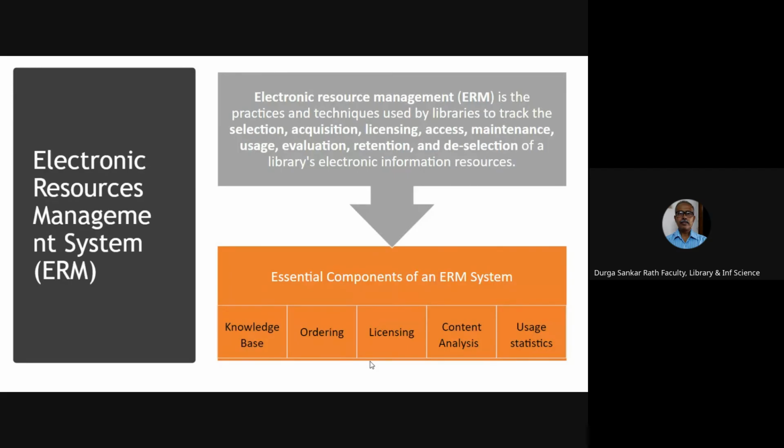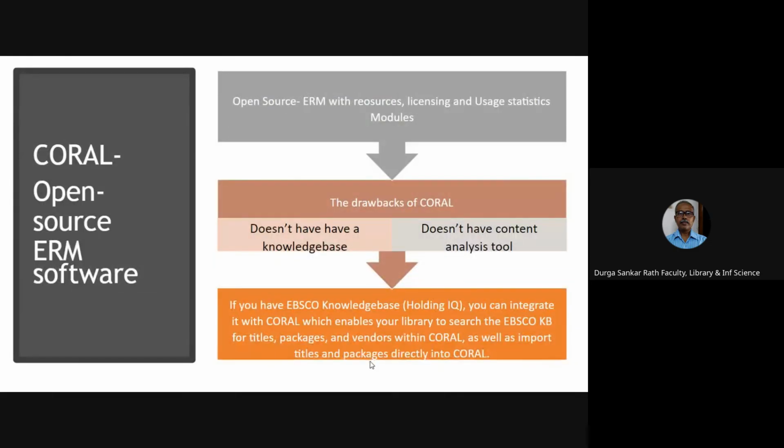What are the essential components of electronic resource management? One is the knowledge base, ordering, licensing, content analysis, and usage statistics. These are to be maintained. Usage statistics matter because the government will provide you the fund, and they check whether you make use of the resources to some extent or not. So these are the steps: building knowledge bases, ordering, licensing, content analysis, and usage statistics generally.